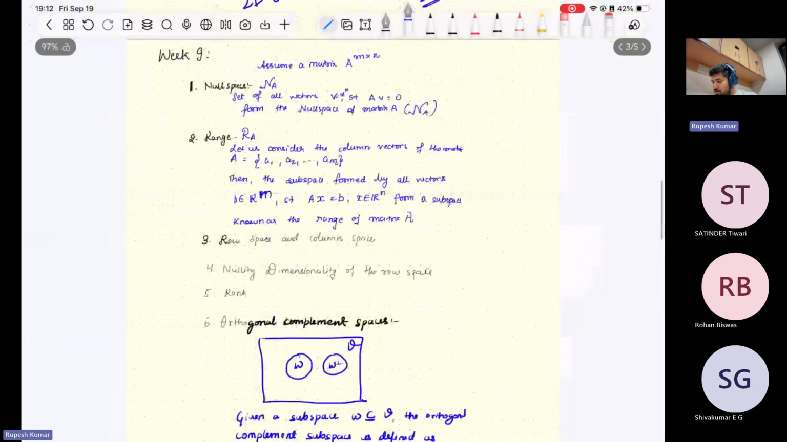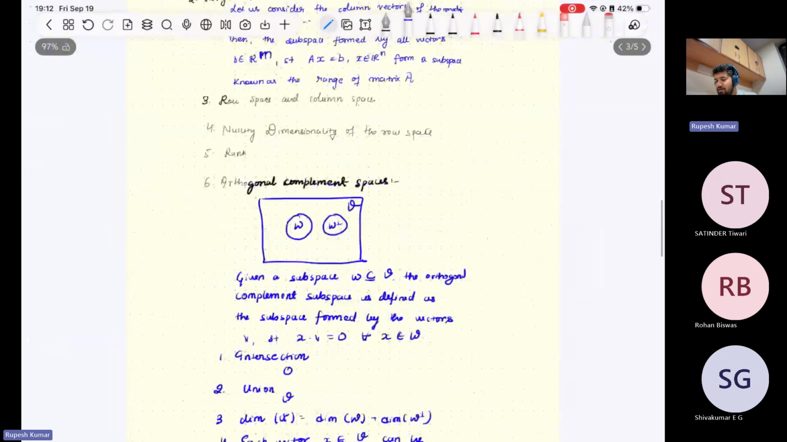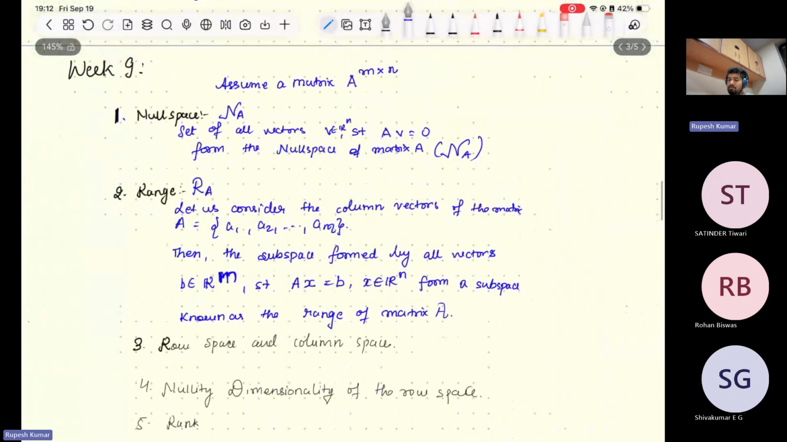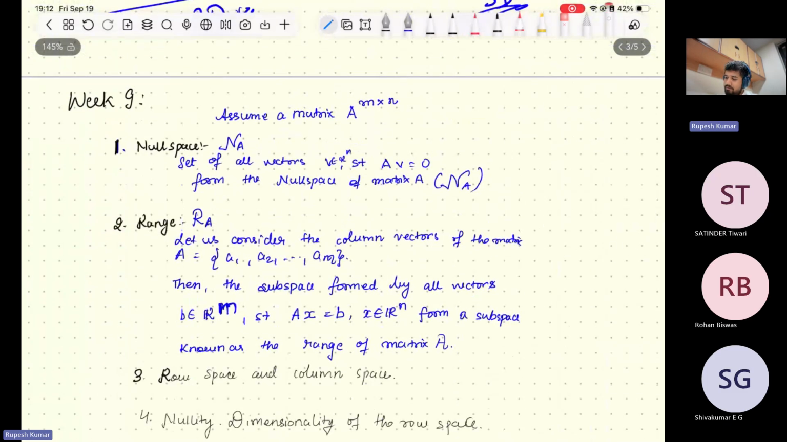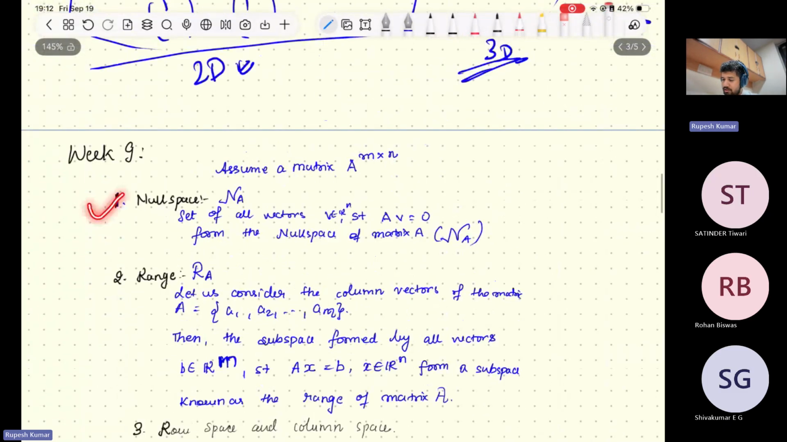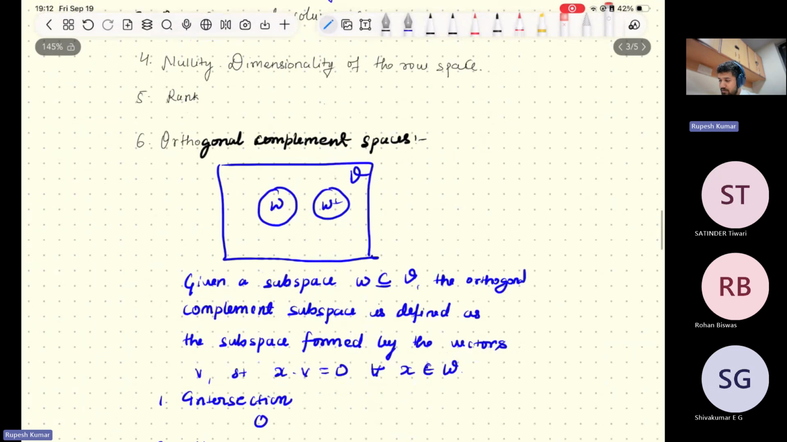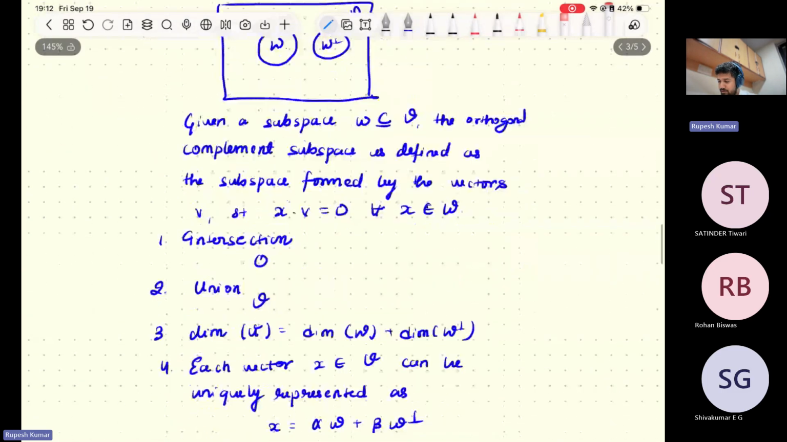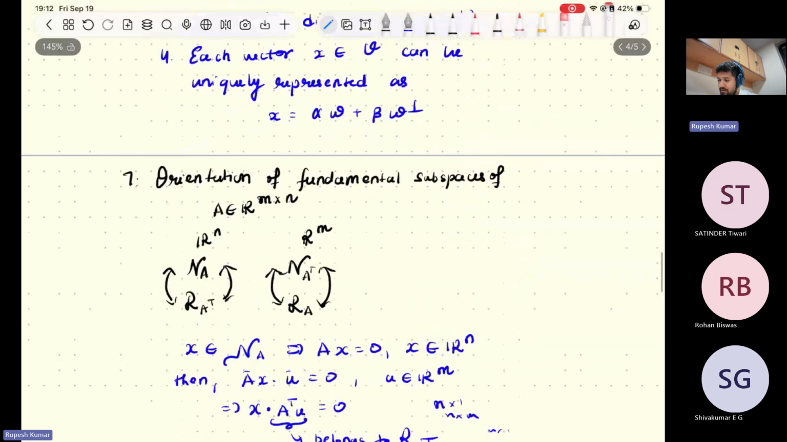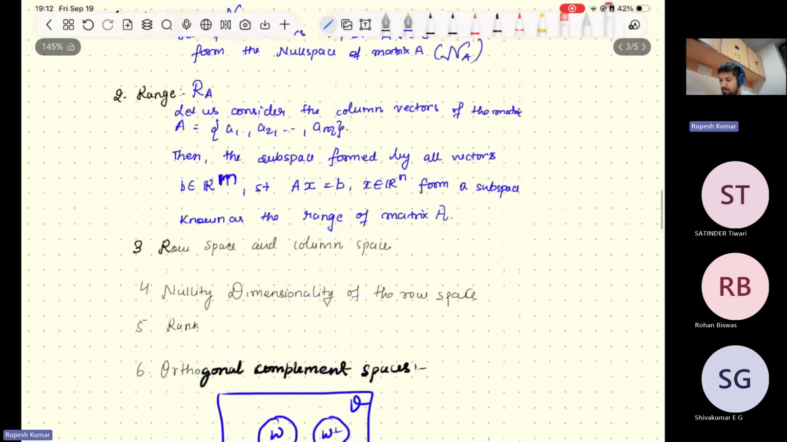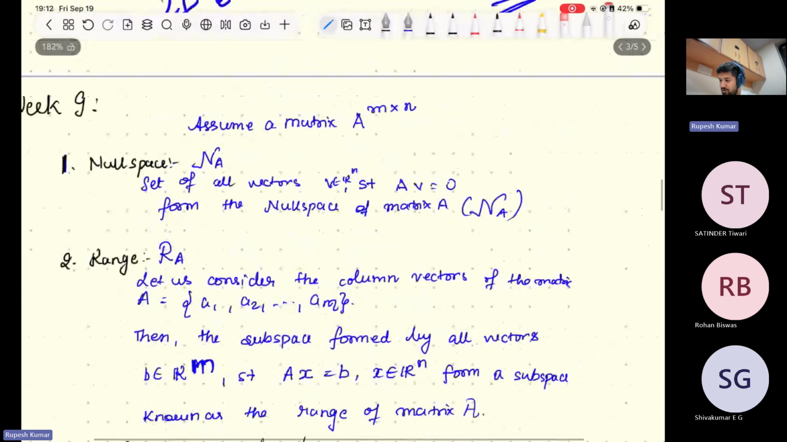So this was all that was covered in lecture 8, right? Let's go to lecture 9 very quickly, and then we'll solve the problems. In week 9, what you were taught about is the null space, the range, row and column space, nullity, the rank-nullity theorem, then orthogonal complement subspaces, which we have already seen in some form, and then orientation of fundamental subspaces. So these are the topics that were covered. Let me go through them very quickly.